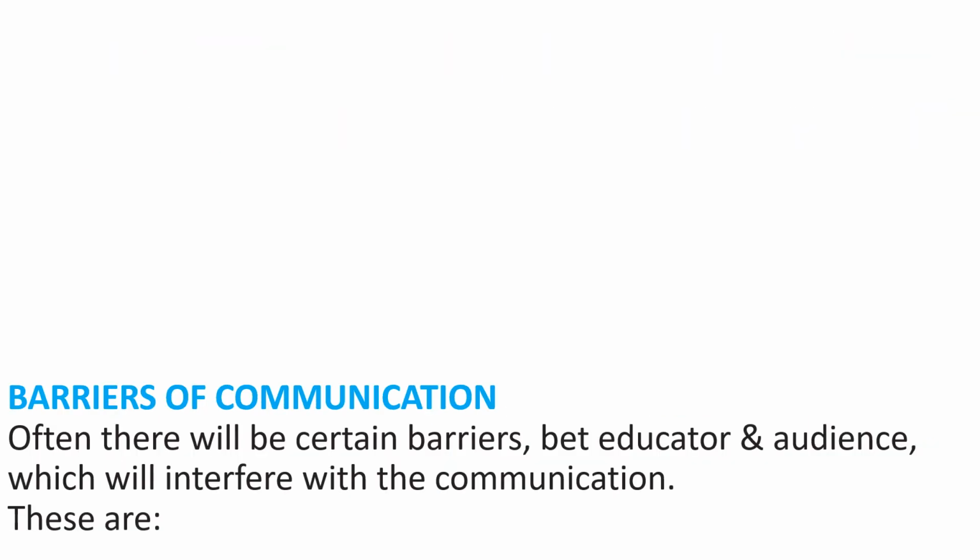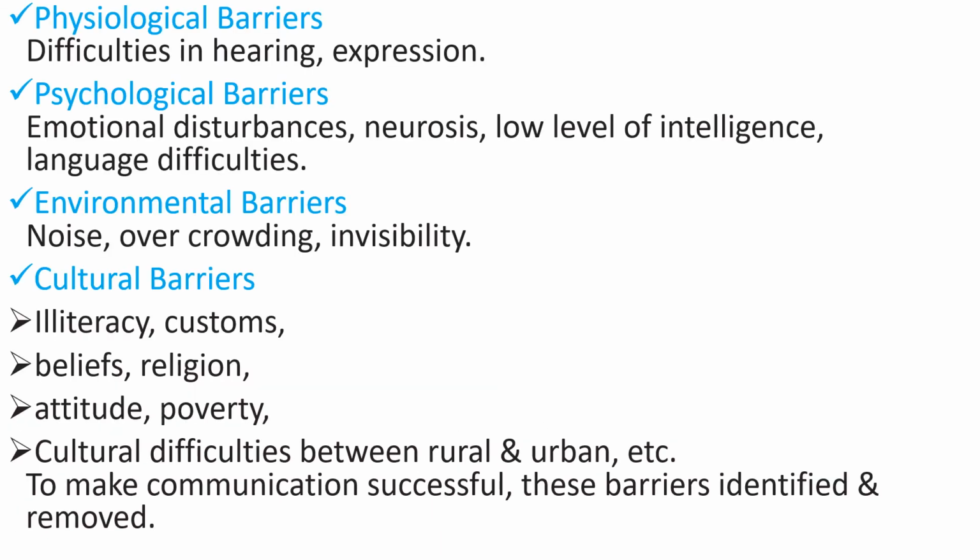Barriers of communication. Often there will be certain barriers between educator and the audience, which will interfere with the communication. These barriers are physiological, psychological, environmental, and cultural. Physiological, difficulties in hearing or expression. Psychological, emotional disturbance, neurosis, low level of intelligence, language difficulties. Environmental, noise, overcrowding, invisibility. Cultural, illiteracy, customs, beliefs, religion, attitude, poverty, cultural difficulties between rural and urban. To make communication successful, these barriers should be identified and removed.